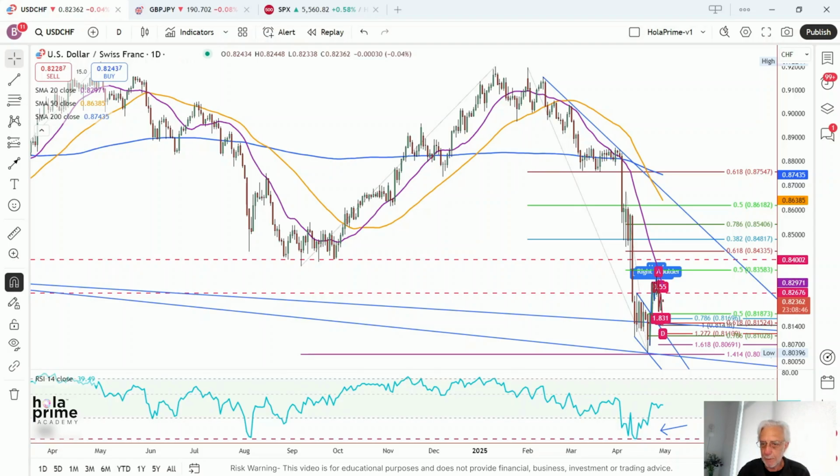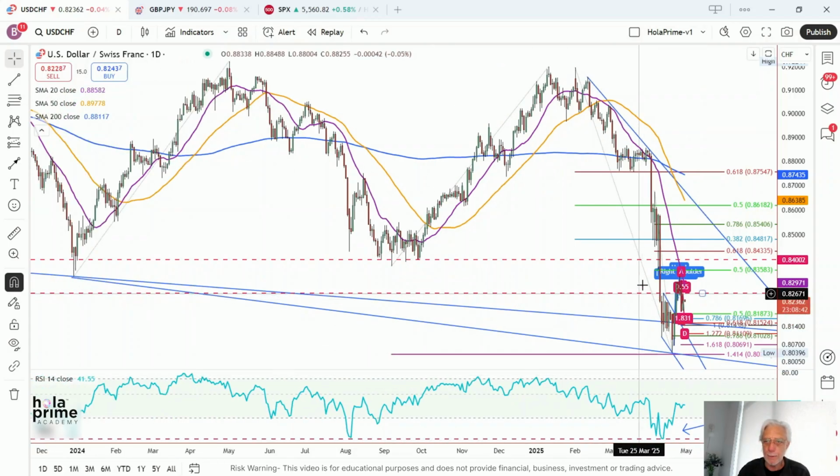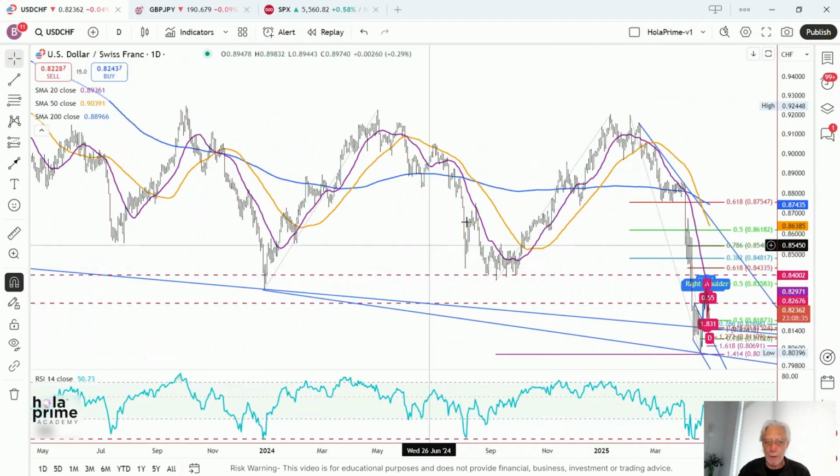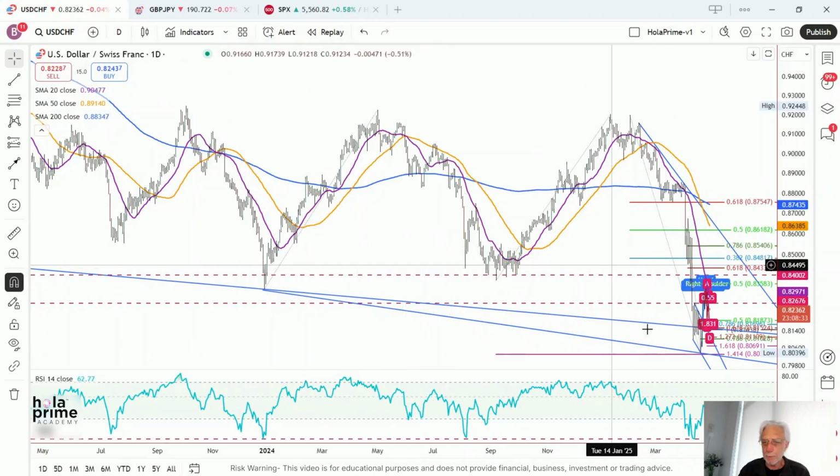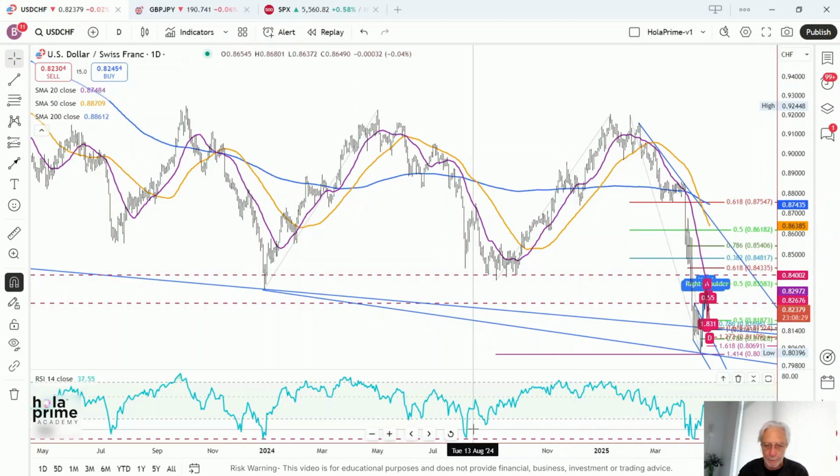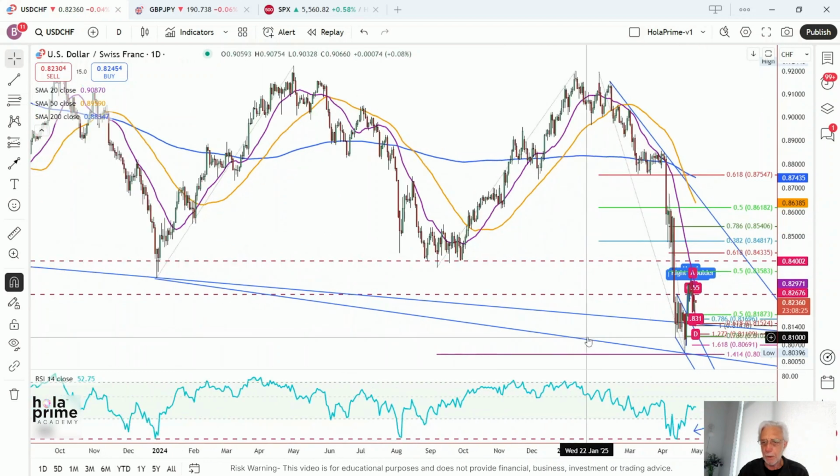Taking a look at the dollar Swiss, pound yen, and the S&P 500, starting with the pound Swiss. The first thing to keep in mind here is that we had extreme oversold conditions, a big drop. I measured it before. I don't remember what it is, but this drop I'm pretty sure is larger than these two previous drops, and it hit a similar area of being oversold at previous lows.